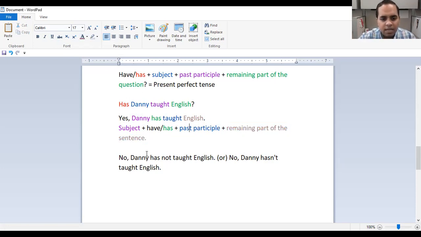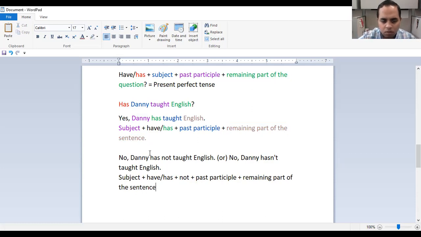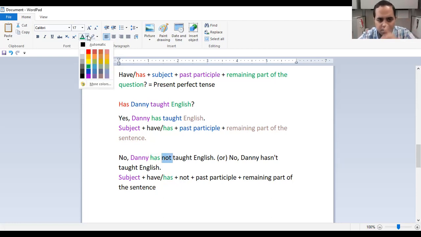Okay. The negative, we need no, subject plus have or has plus not plus past participle plus the remaining part of the sentence. Subject. I'm using has because Danny is singular. You need not, always use not. It's first not, then the past participle.